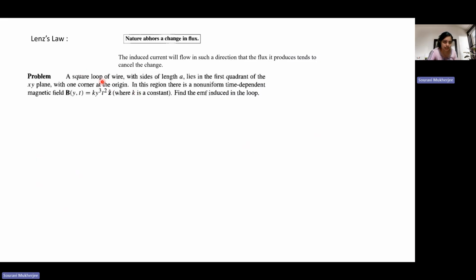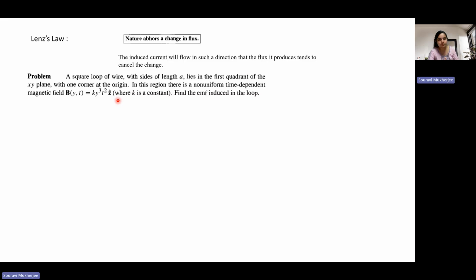So based on that, we can try to answer questions like this. Here it says that you have a square loop of side A, and there's a non-uniform time-dependent field. So your magnetic field is changing as a function of time. Because the magnetic field is changing with time, the flux is changing with time. So that means there is an induced EMF. We have to find the EMF, so we have to find the rate of change of flux.